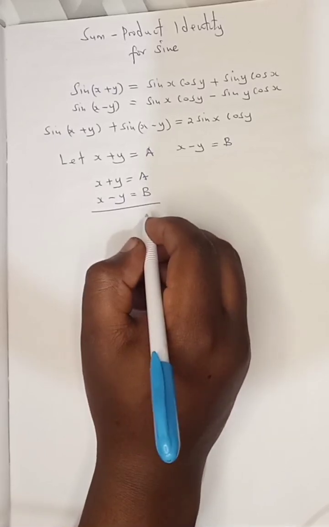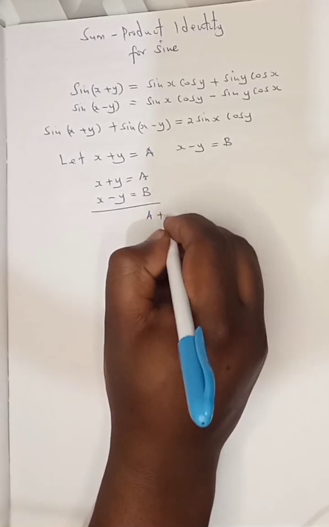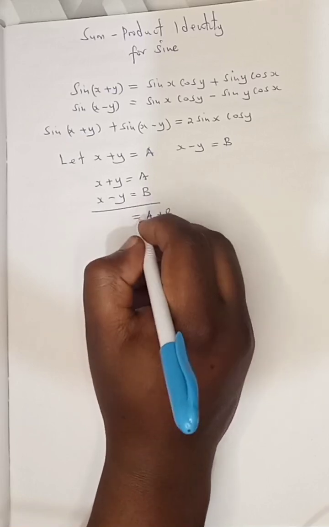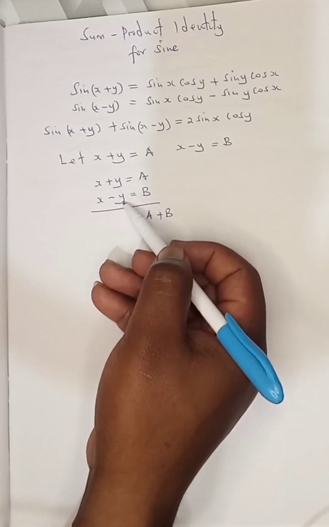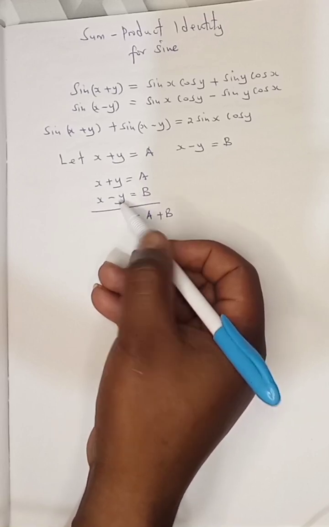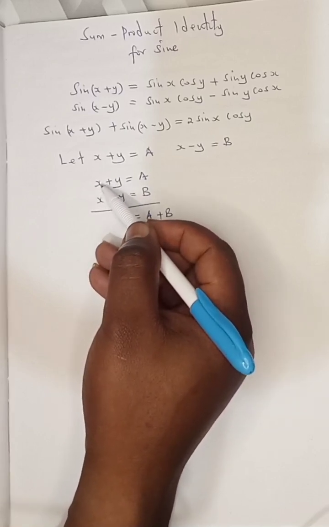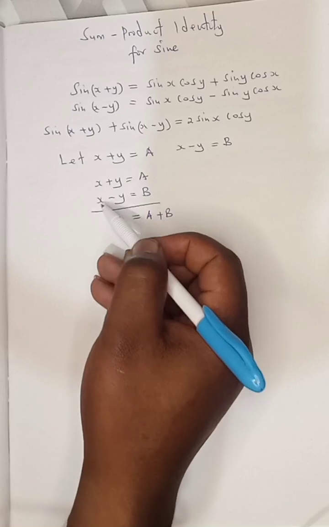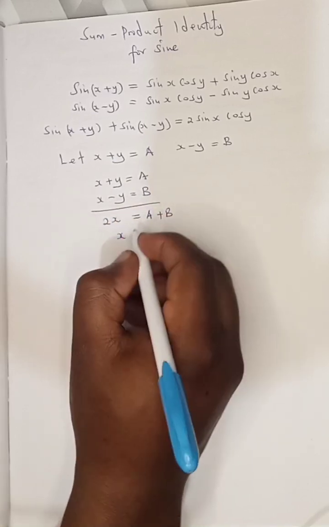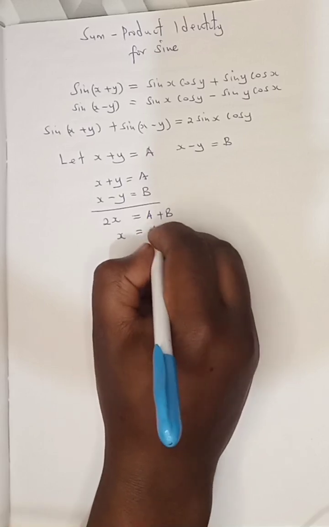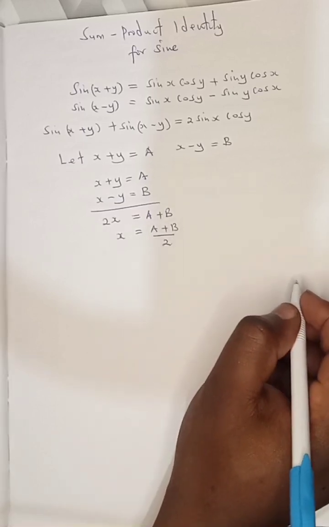So what are we doing here right now? If you add this plus this, you get A plus B. That is visible, you can see. Then here, if you add y plus negative y, you get 0. Then here we have x plus x, so we have 2x. So how do we get x? For us to get x, we must divide both sides by 2. So that is the value of x.